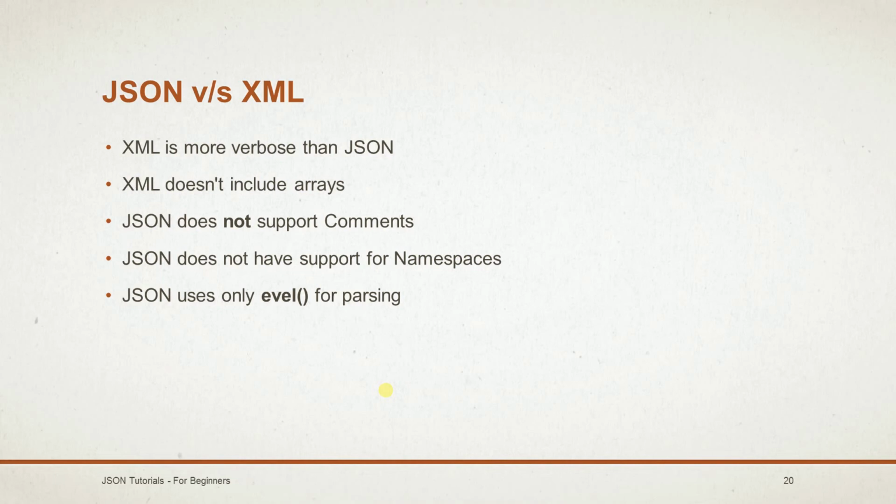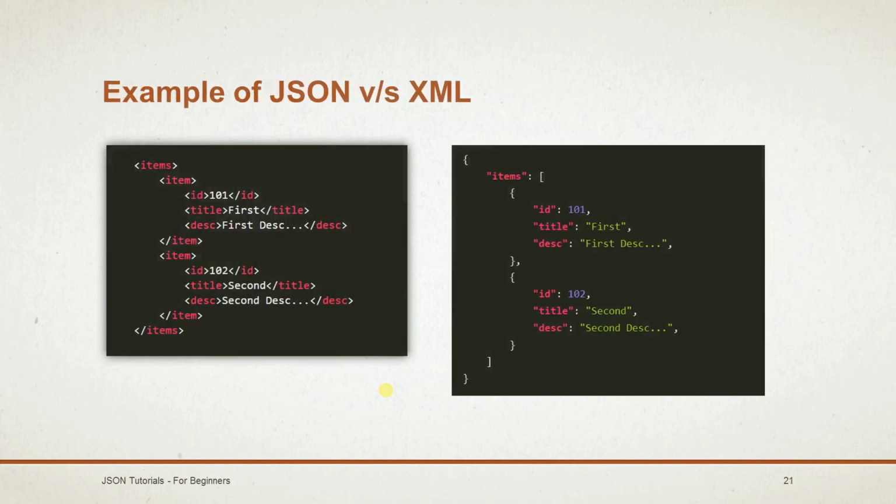Let's see those differences through an example. In this example, both JSON and XML represent the same data, but there is a difference in terms of syntax. In XML, each element is enclosed with starting and ending elements, while in JSON, we need to use the key only. Therefore, XML is very verbose, but JSON is lightweight.